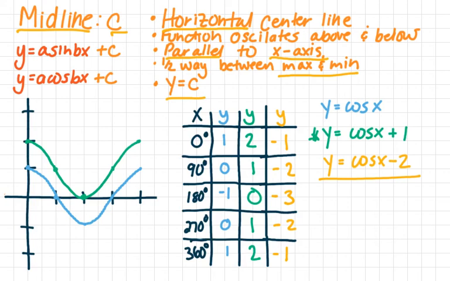If I was to plot these points now, at 0, negative 1, 90, negative 2, 180, negative 3, 270 degrees, negative 2, and 360, negative 1, again, we can see the only change that has happened here between my yellow graph and my blue graph is that there has been a vertical shift. In this case, down 2 units.